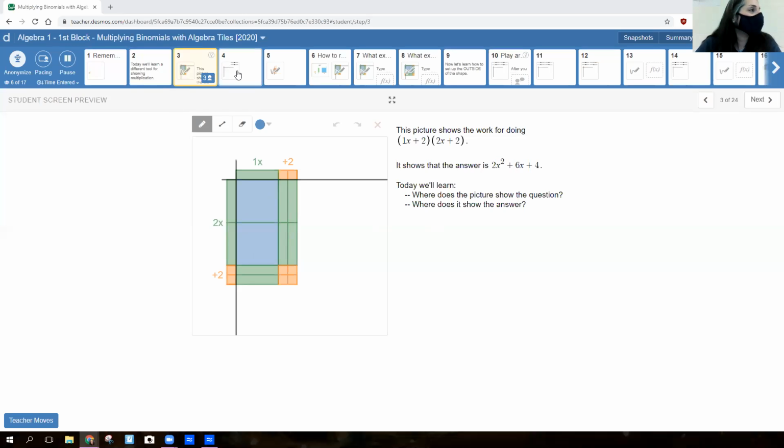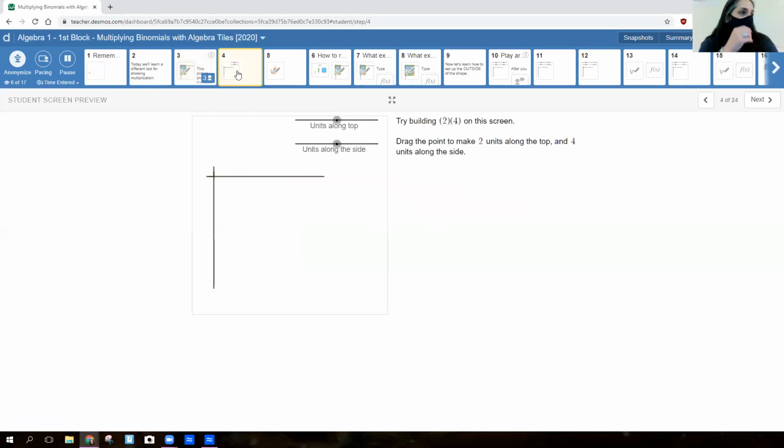Let's move on to slide 4. Now we get to practice. So we're just going to start out with some numbers, and then we'll work our way up into the actual binomials, okay? So try building 2 times 4. This slider up here controls your units along the top, and the slider along the bottom is the ones on the side. Good, good, yeah.